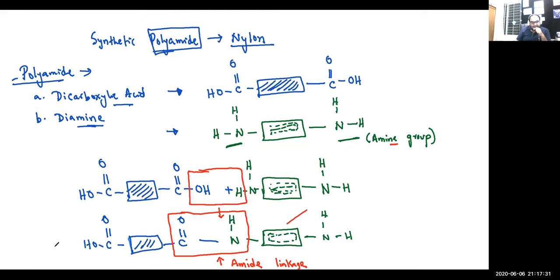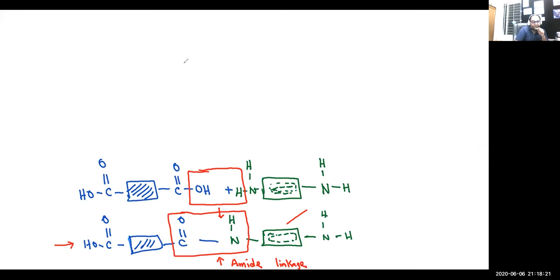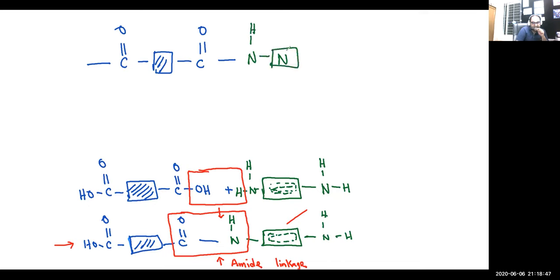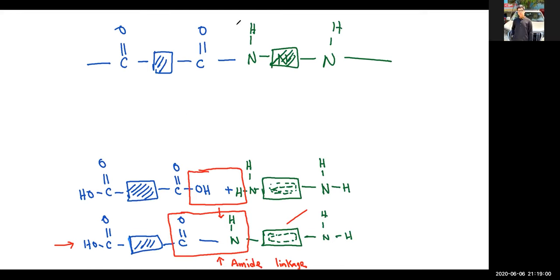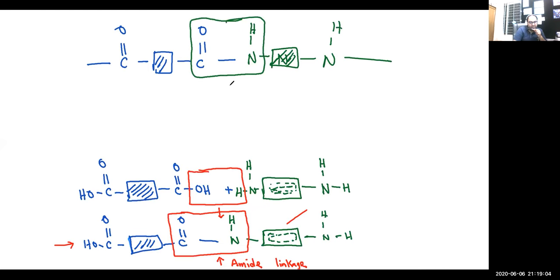Okay, so after this step, if we have multiple of them, what's going to happen is, this is going to be C double bond O, this is going to be C double bond O with a linkage, and then we're going to have NH, and then again NH, and this is going to continue. Got it, guys? Yes, sir. Whenever we have a C double bond O NH, we call this an amide linkage. Polyamide. Amide. Don't make a mistake here. It's amide.